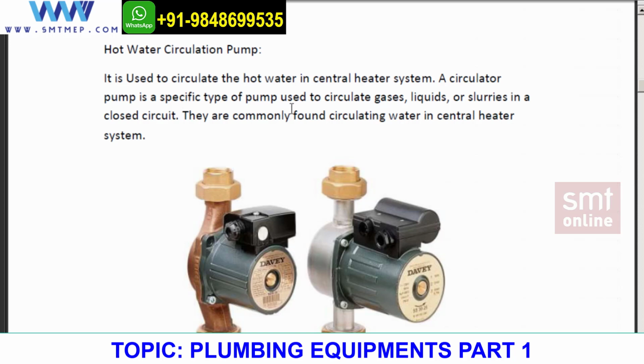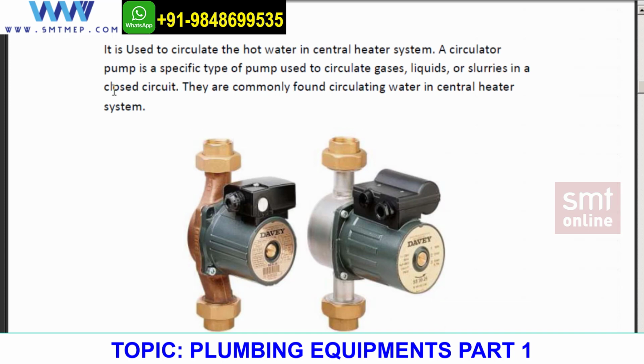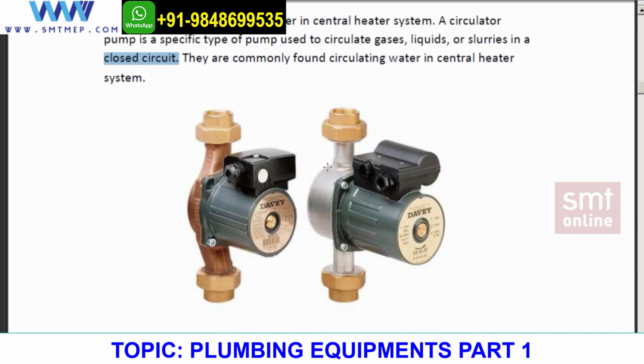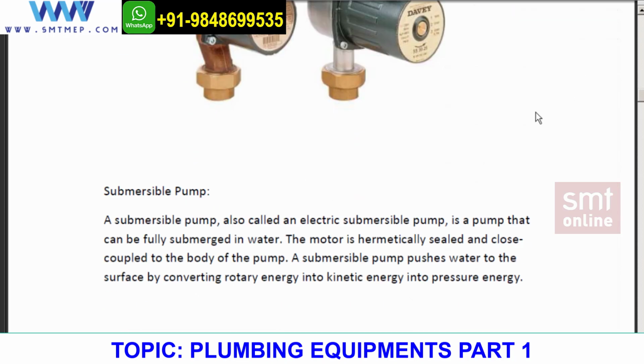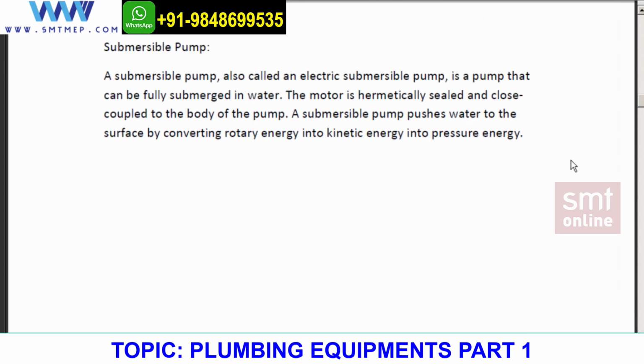A circulator pump is a specific type of pump used to circulate gases, liquids or slurries in a closed circuit. This is very important. They are commonly found circulating water in central heating systems. These are very small pumps, like quarter HP or 0.5 HP, I have seen maximum, because they are very small pumps just to rotate the water. It's nowhere like pumping the water to G+6 or something, isn't it? Just in line. So this is a hot water circulating pump.